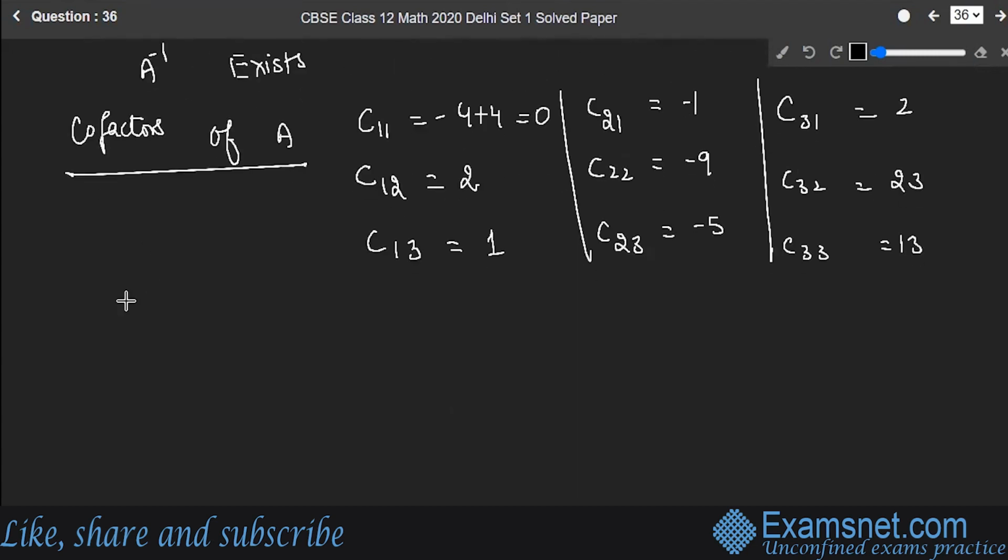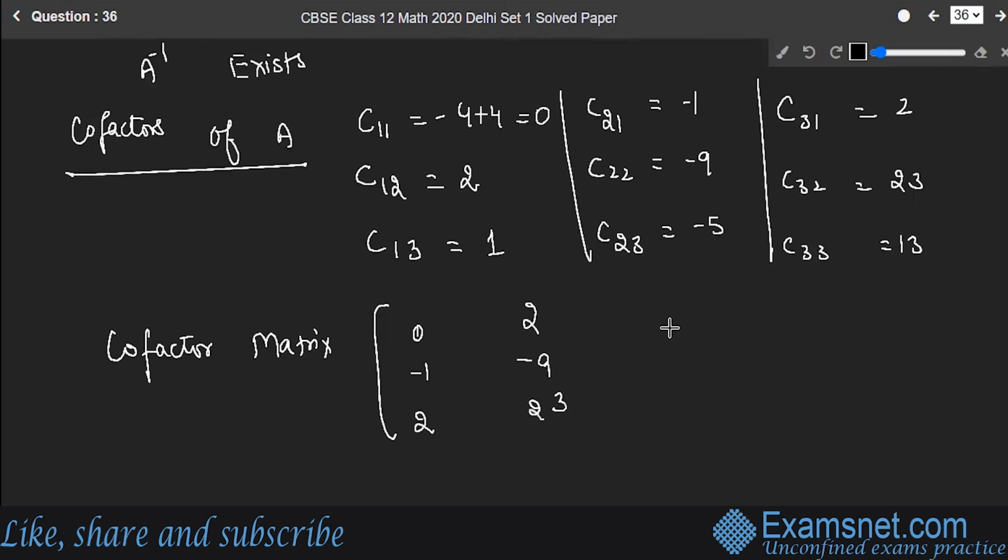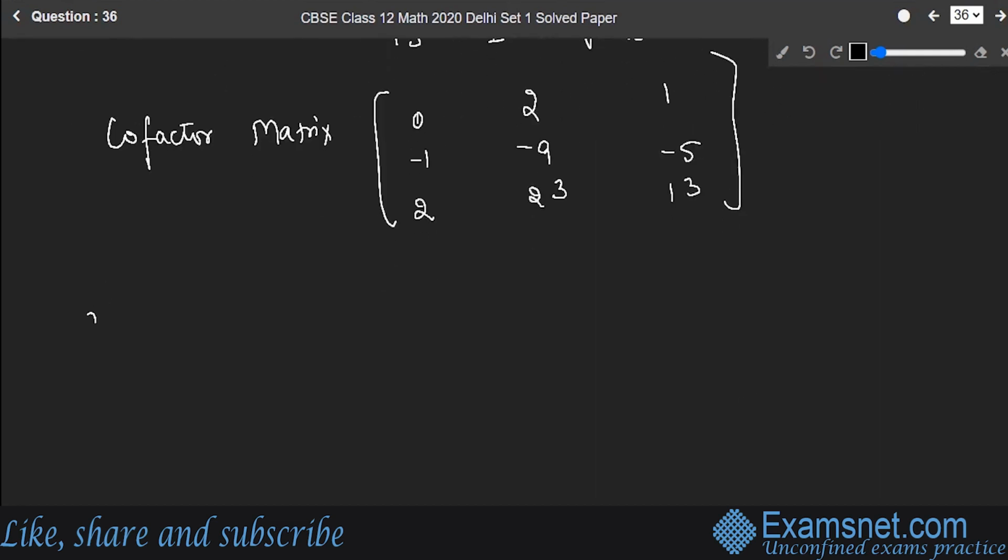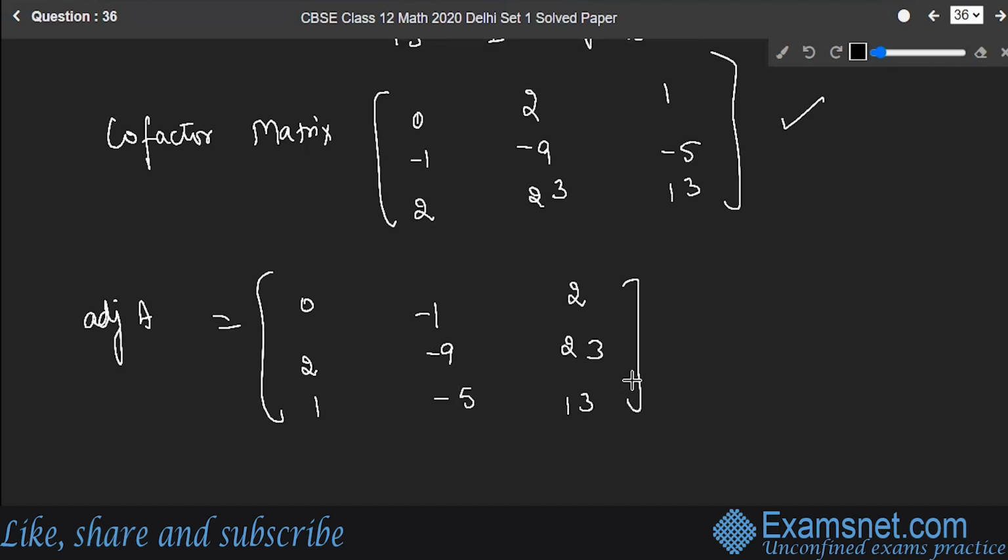I hope you know like how you find out the cofactors, right? Now, using that cofactors, the cofactor matrix will be 0, minus 1, 2, 2, minus 9, 23, 1, minus 5, and 30. So, adjoint of A becomes, it is 0, the transpose of this matrix, right? It is 0, 2, 1, minus 1, minus 9, minus 5, 2, 23, and 30. This is the adjoint of the matrix.